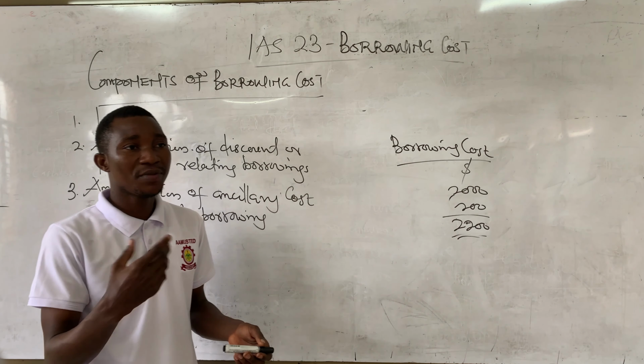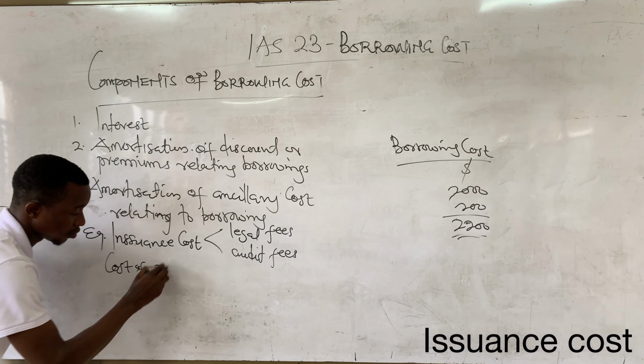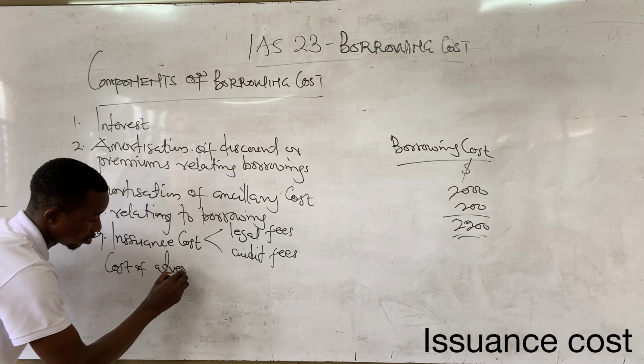Another example could be cost of advertisement. Before people will get to know about your bonds or debentures in the market, you have to make an advertisement. Okay, so all these costs you incurred in connection with raising funds to finance your project is what we call ancillary cost, and it forms part of the borrowing cost.